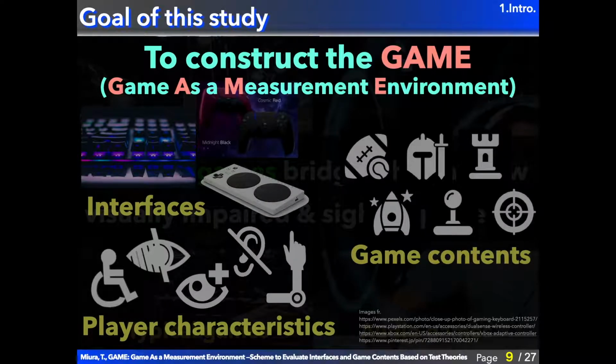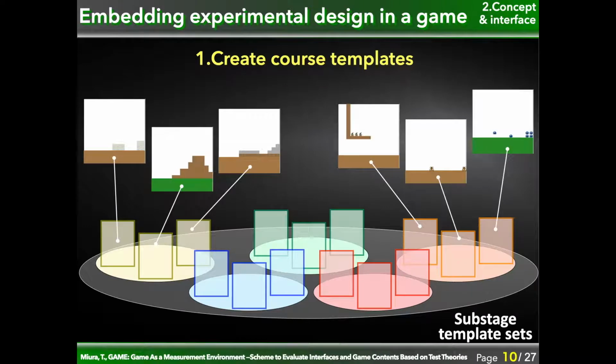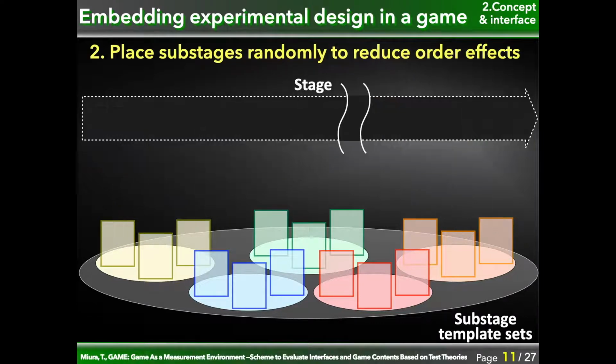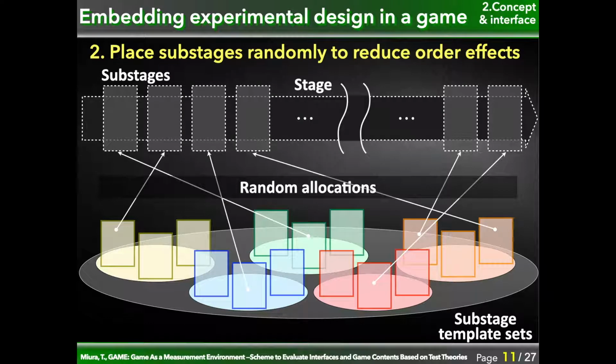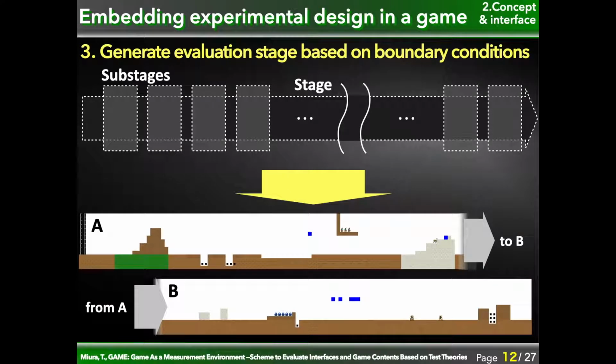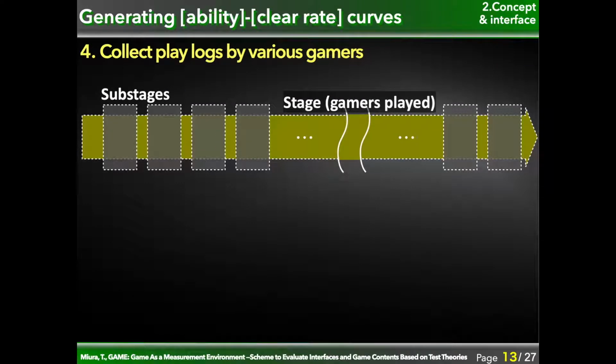So, our goal is to construct the game as a measurement environment, for efficient evaluation of inclusive multiple game elements while considering players' characteristics. The game concept is to embed experimental design in a game. First, we prepare course templates. Then, we place substages randomly to reduce order effects. And then, the evaluation stage is generated. After that, we collect play logs of the stage by various players.